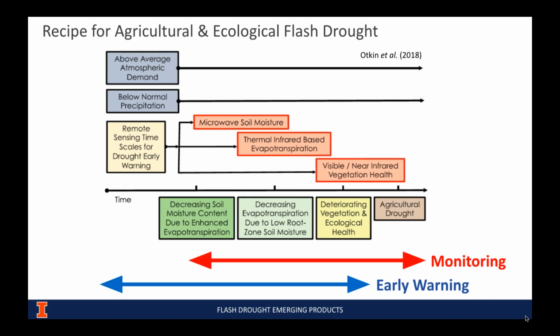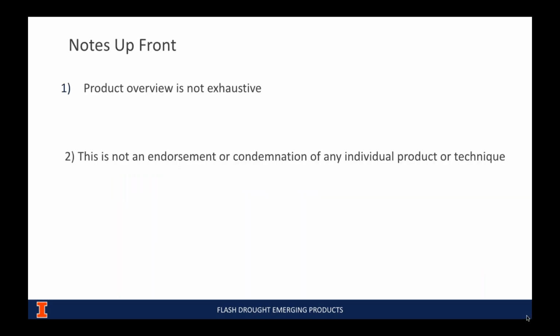For early warning, before we see that agricultural or ecological drought set in, we really want to look a little bit earlier, at those atmospheric conditions as well as maybe soil moisture. So that gives us an idea again of what sort of indicators we really should be looking at when trying to forewarn or monitor flash droughts. Go ahead and go to the next slide, please.